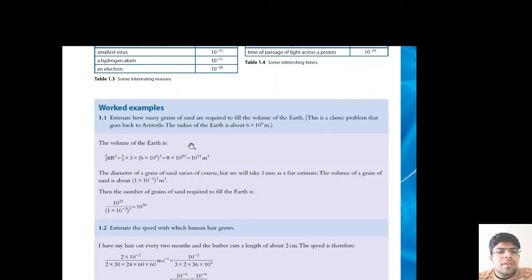The volume of the earth is 4 by 3 pi r cube. Earth is a sphere, so its volume will be 4 by 3 pi r cube, and then we will calculate by putting in the values. We will get 10 raised to power 21 meter cube. The diameter of a grain of sand varies, of course, but we will take 1 millimeter as a fair estimate. The volume of a grain of sand is about 1 into 10 raised to power minus 3, whole cubed, meter cube. Then the number of grains of sand required to fill the earth is 10 raised to power 21 over 1 into 10 raised to power minus 3, whole cubed, which is approximately 10 raised to power 30.